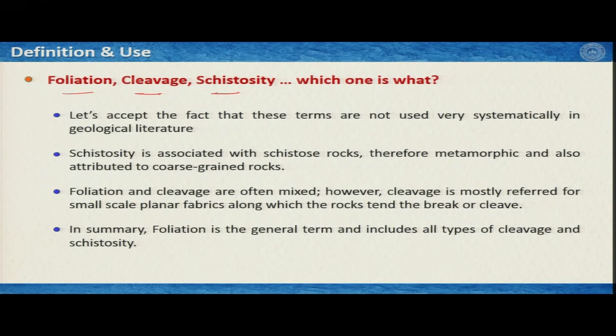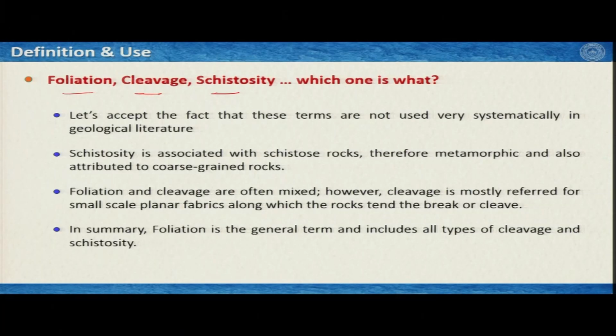Let us accept the fact at the very beginning that these three terms, foliation, cleavage and cystosity, are not used very systematically in geological literature and texts. They are often mixed, and sometimes their use is very much confusing. However, in this slide we will try to more or less describe which one is what to have a better understanding. Having said that, it is still not very wisely and systematically used, because it is just a legacy that we are following as structural geologists.